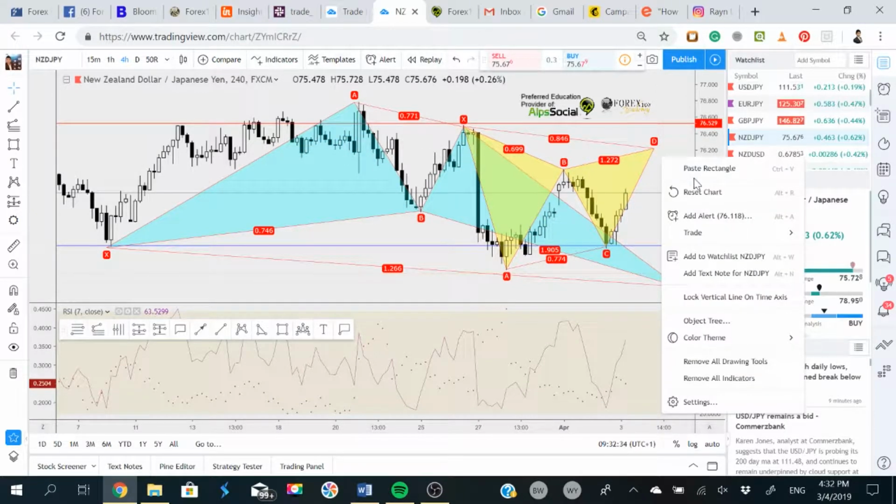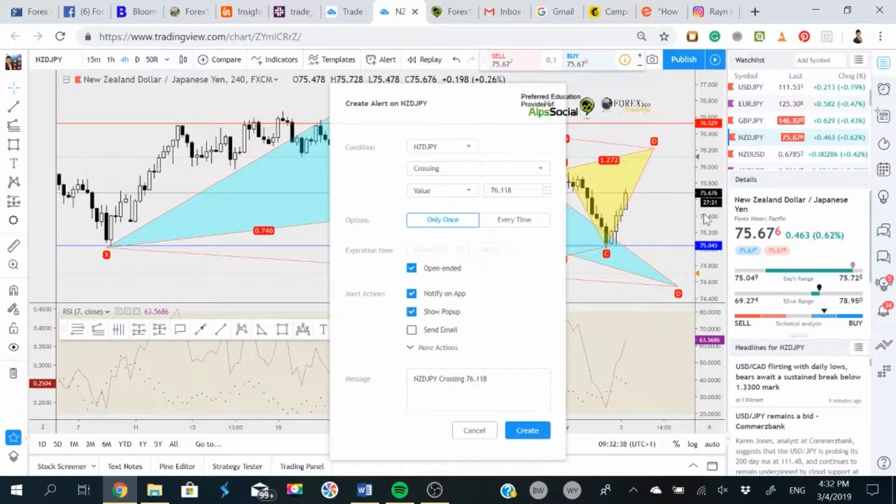So what I'll do, and this is a 4-hour chart, I have more than enough time to do it. I just add an alert over here, and I'll just type in D Gartley forming up. Very nice.